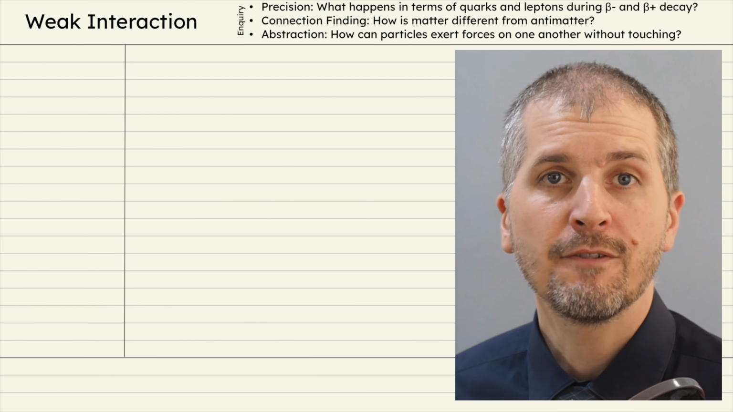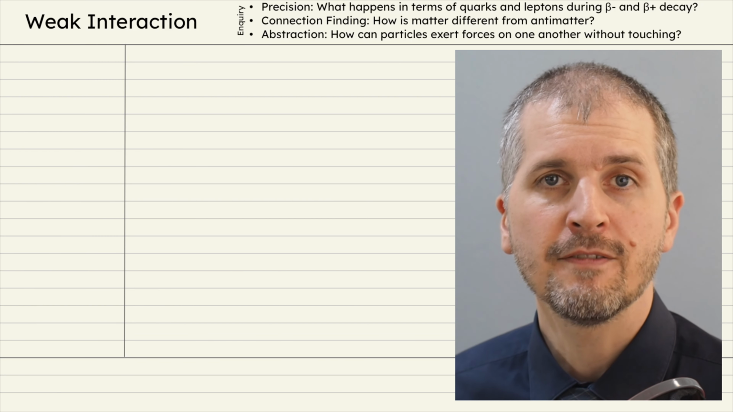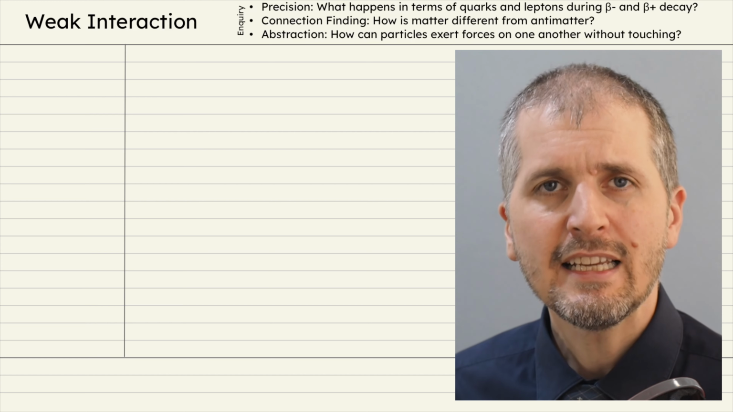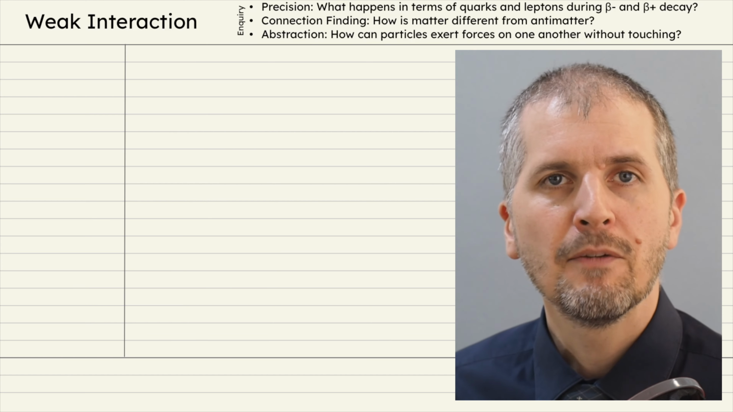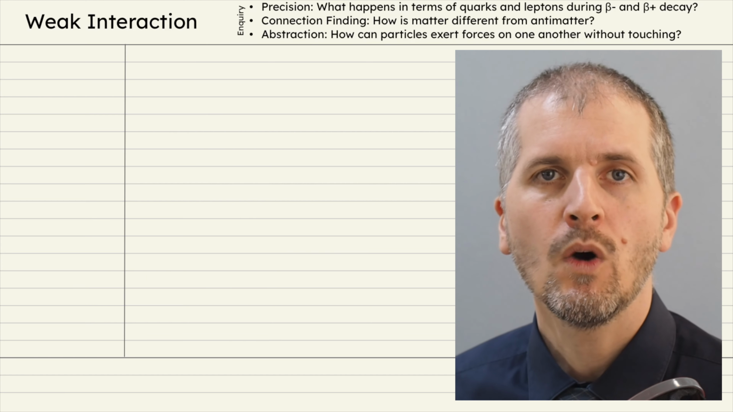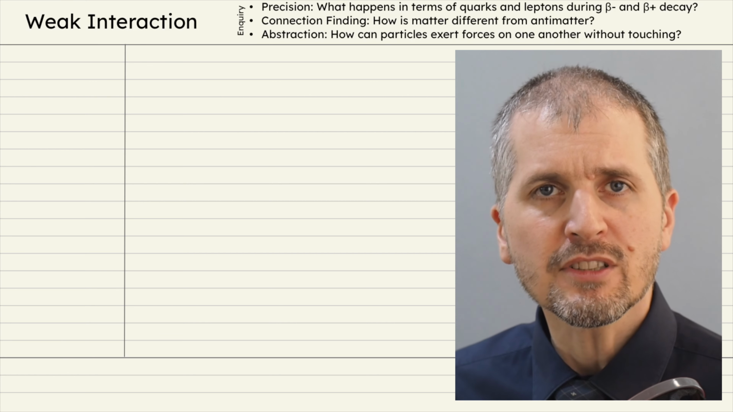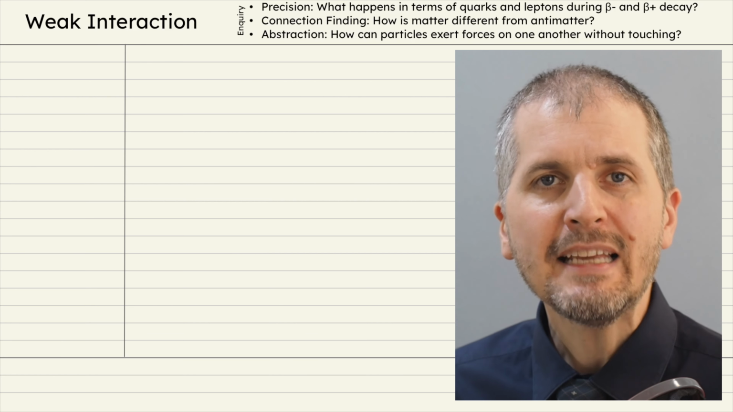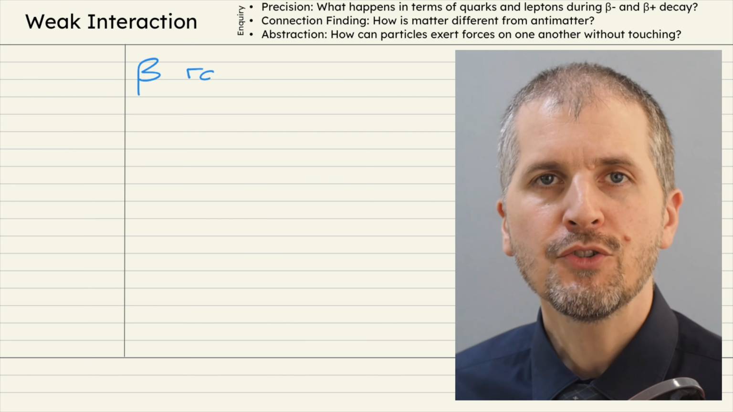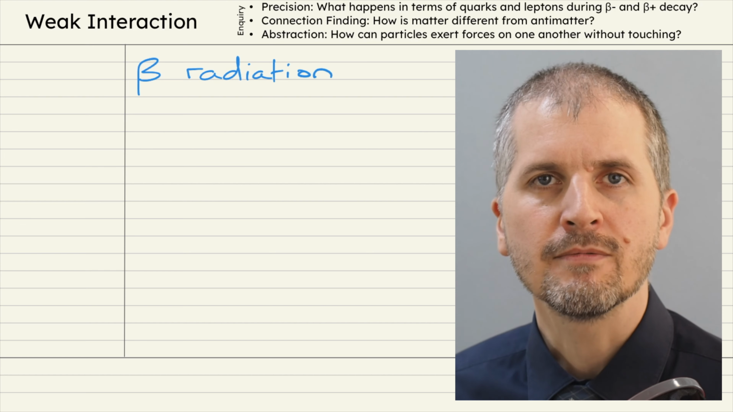If we're searching for the fundamental particles in our universe, then we seem to have pretty much succeeded now that we know about leptons and quarks. But I think there's still some questions. Take beta radiation, for example. A neutron is changing into a proton.